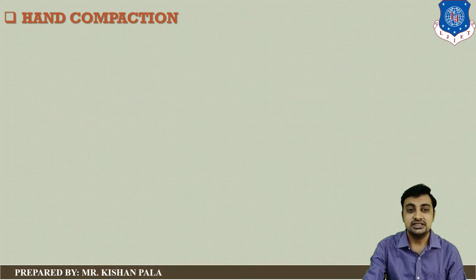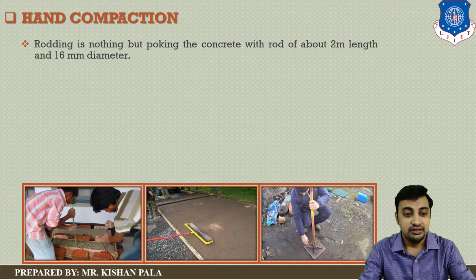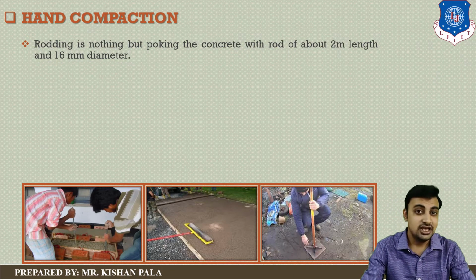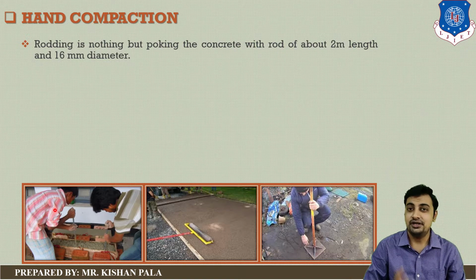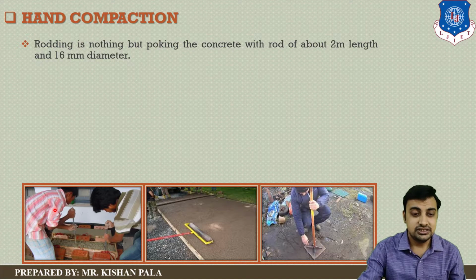Now let us discuss hand compaction. You can see on your screen there are different methods for hand compaction. First one is rodding. You can see it in the first picture on your screen. This is the rodding method, and rodding is nothing but poking the concrete with a rod about 2 meters in length and 16 mm in diameter. So this is a simple method and you can apply it. This is one kind of hand compaction.